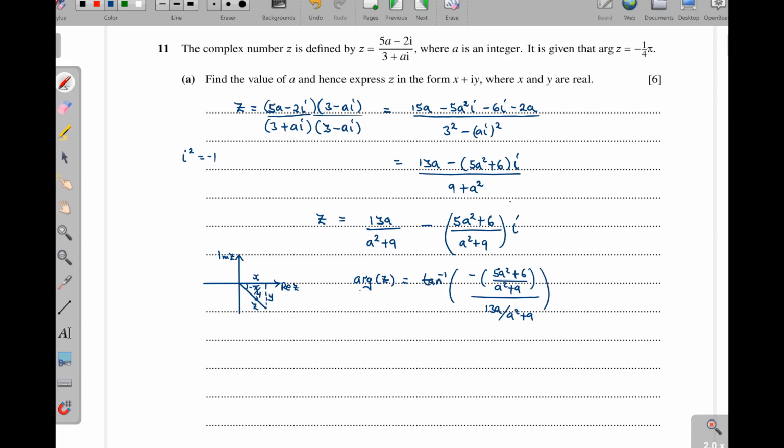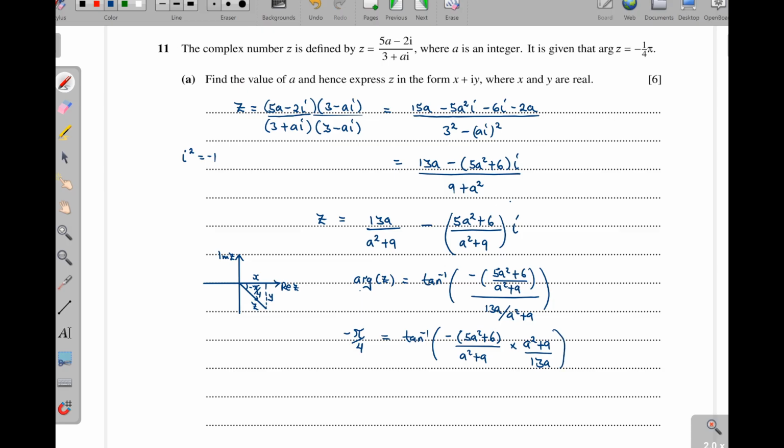Now, argument of z is given as negative pi over 4. So we can put negative pi over 4 here, which is equal to the arctan of, now we have the negative of this 5a squared plus 6 out of a squared plus 9, then times the reciprocal of this one here. So we have the a squared plus 9, then out of 13a. Don't you think this one is going to cancel with that?